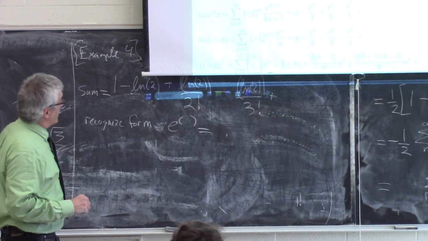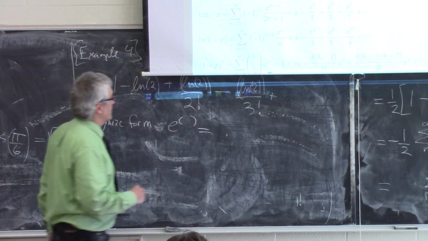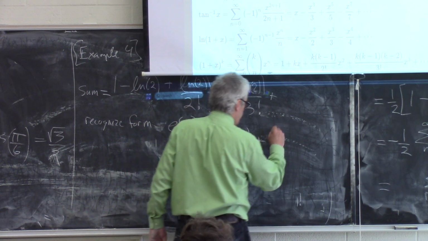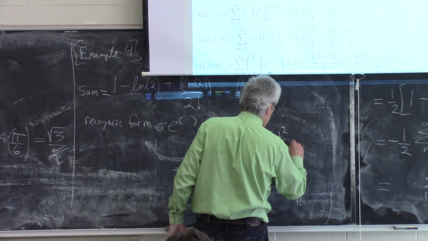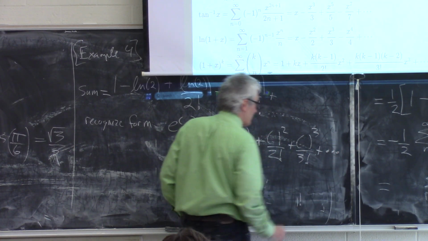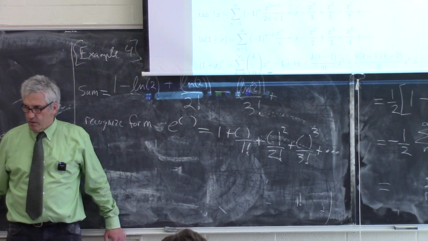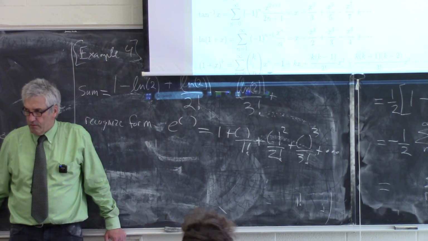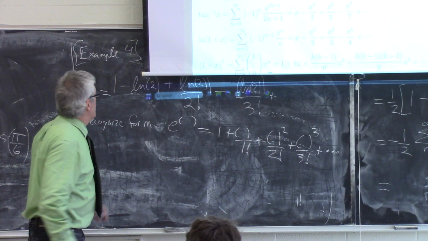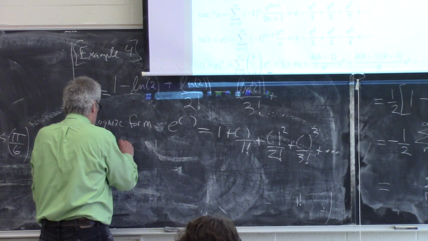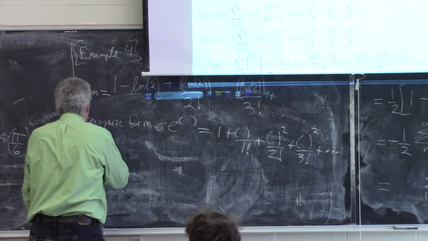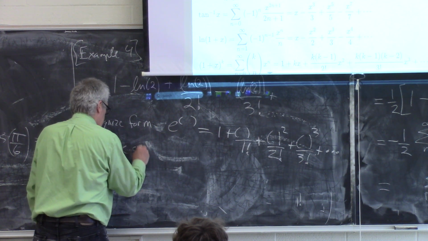The empty version of e to the parentheses is 1 plus parentheses over 1 factorial plus parentheses squared over 2 factorial plus parentheses cubed over 3 factorial, and so on. Does ours match that form, Jason? Can anybody think of how we can rewrite our series so it matches that form?